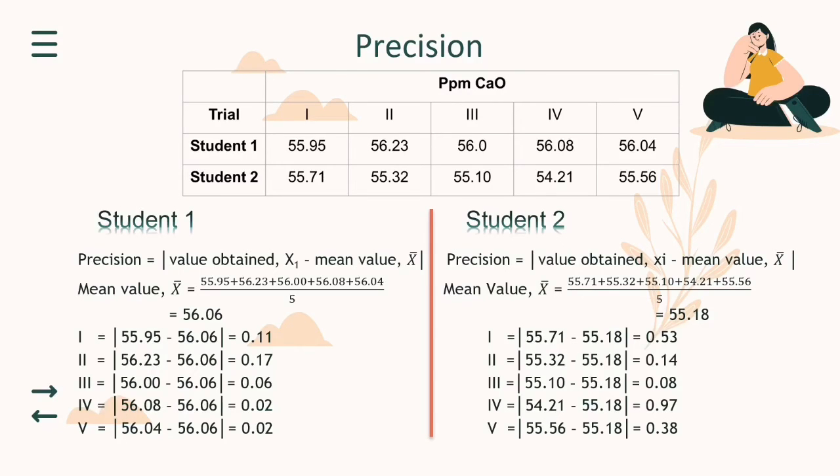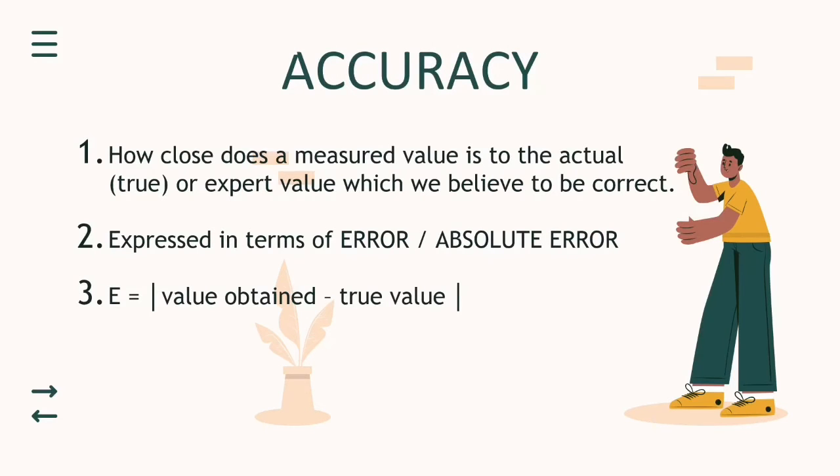Next, we have to use the deviation formula or precision formula. We subtract the mean value that we get for each student from each of the results that student 1 and 2 have. As we can see, the deviation of student 1 is much smaller compared to the deviation of student 2. The accuracy is how close a measured value is to the actual, true or expected value which we believe to be correct, expressed in terms of error or absolute error. We can find the accuracy with the formula value obtained minus true value.